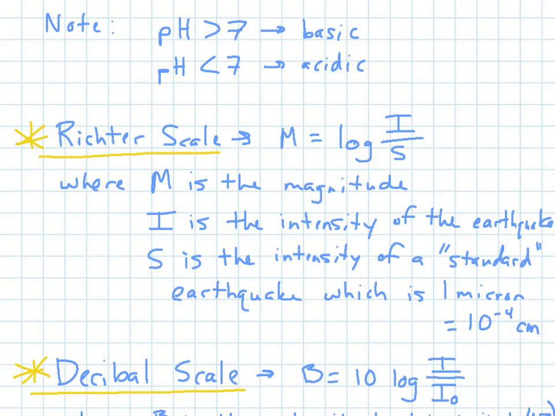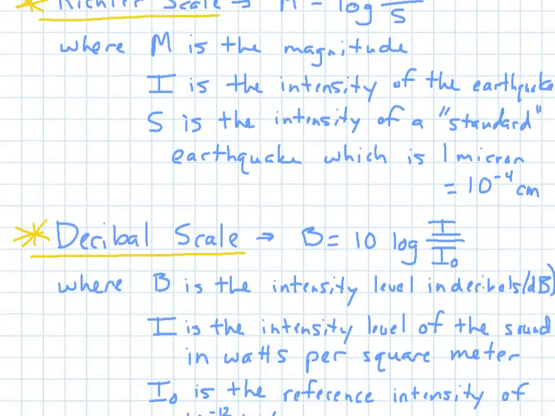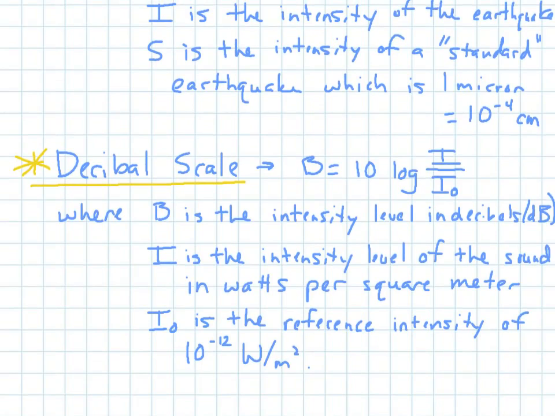So M is the magnitude, and that will equal log of I divided by S. So I is the intensity of the earthquake you're talking about, and S is the standard earthquake's intensity, which is measured as 1 micron, which is also equal to 10 to the negative 4th centimeters. Okay, and then also the decibel scale is a measure of how intense sound can be, and that's used as B, the intensity level in decibels, which will equal 10 times log of I divided by I sub 0.